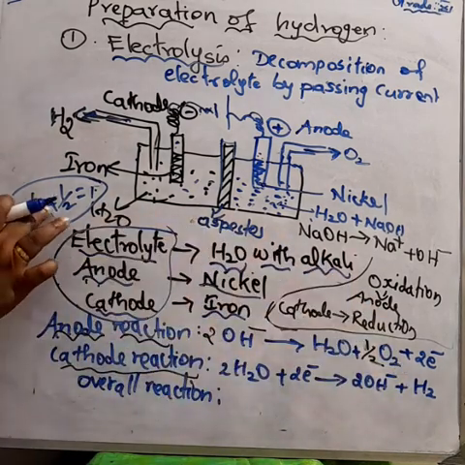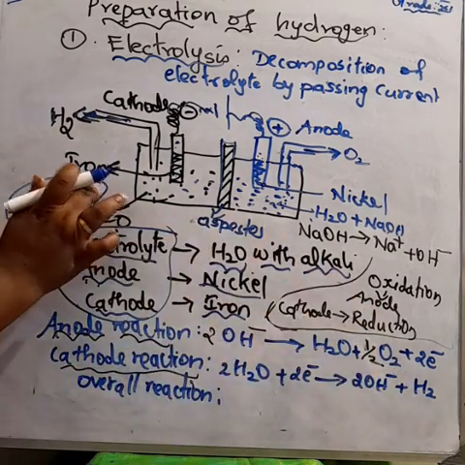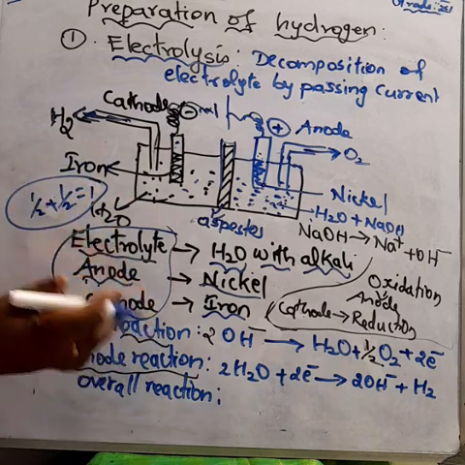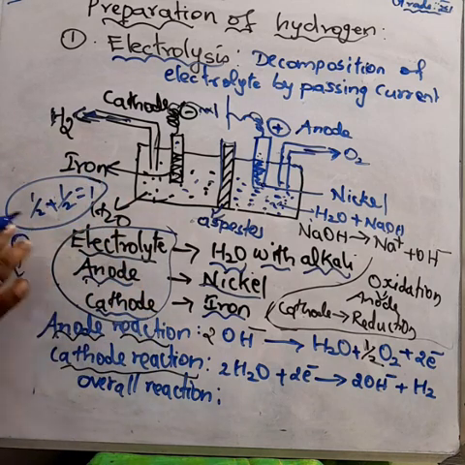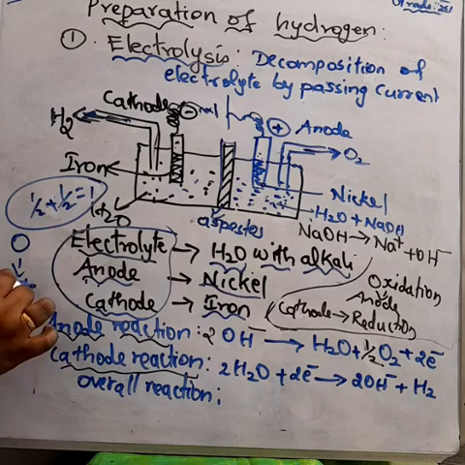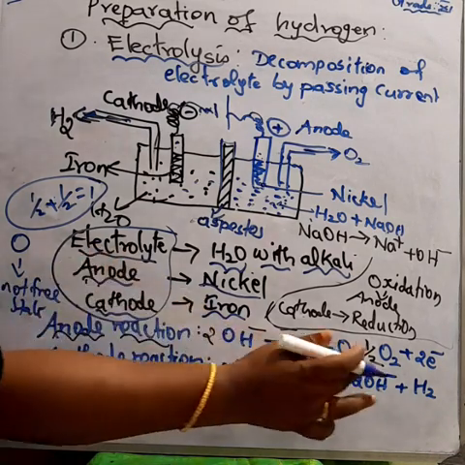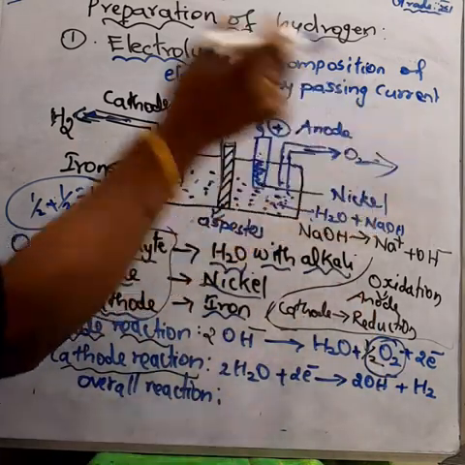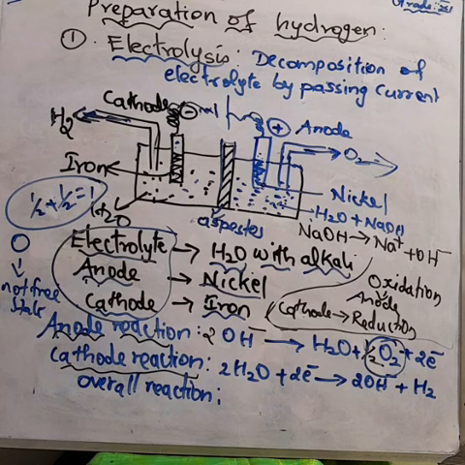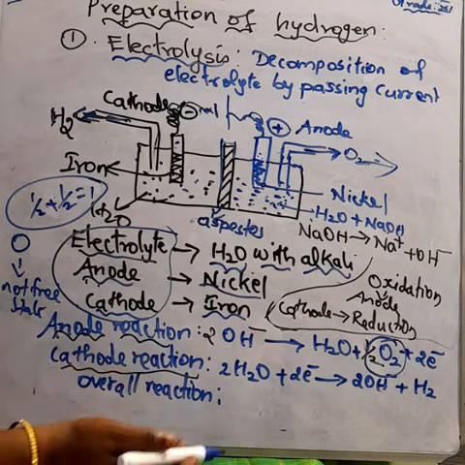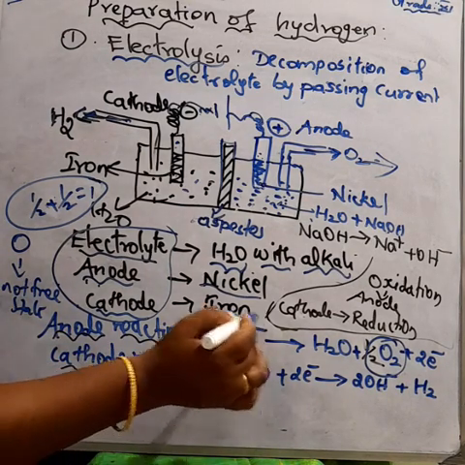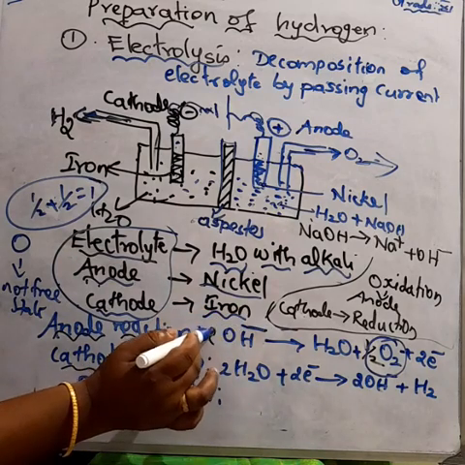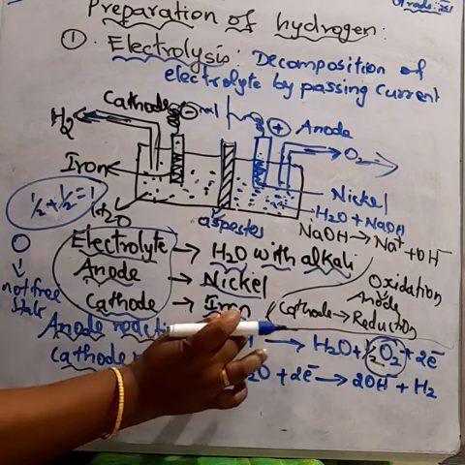But this oxygen does not exist in a free state. It exists in a combined state, in molecule form. So half an oxygen molecule will be released at the anode. And here the minus sign also appears. Minus means electrons. The minus charge indicates the electrons.